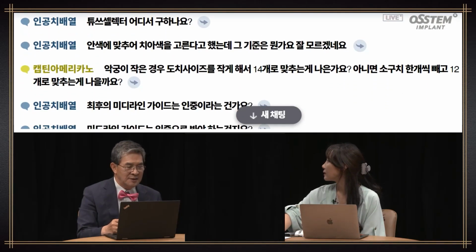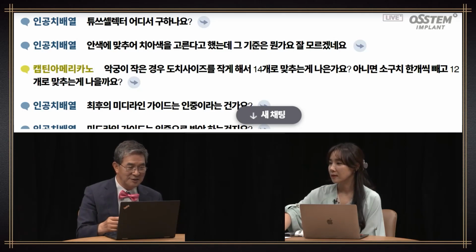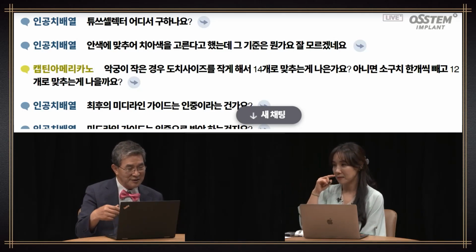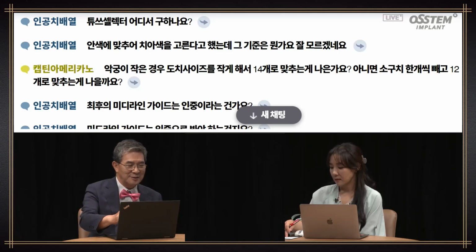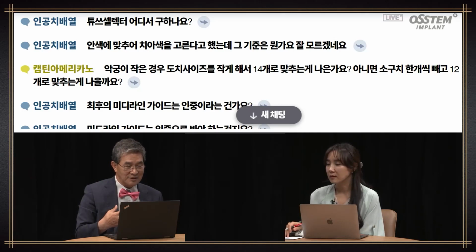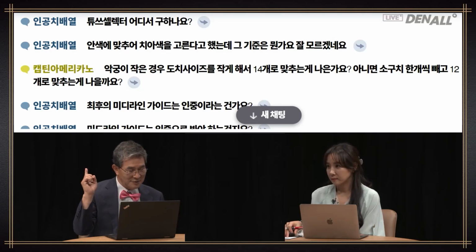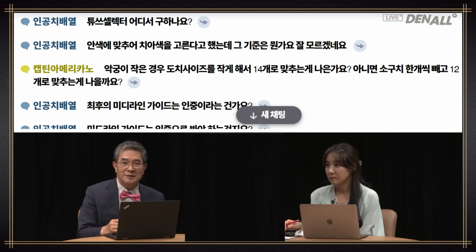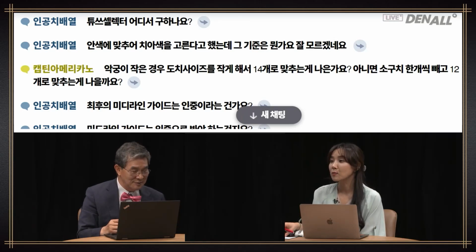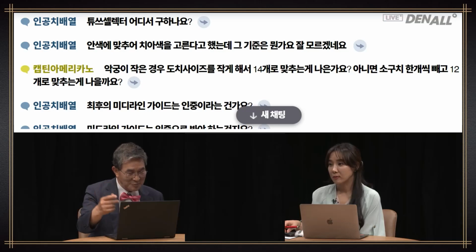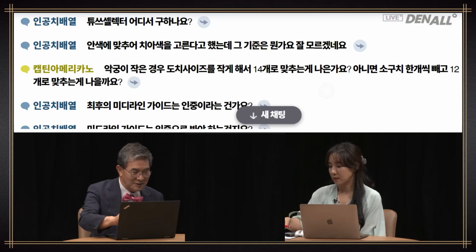Another question from 인공지 배열. Where can I get a tooth selector? You can ask a company, and they provide a tooth selector for free, or sometimes you need to pay for it. For example, if I use Endura teeth, you can ask Shinheung, which is providing Endura teeth. In the case of OSSTEM, OSSTEM provides Evocular selector and Evocular teeth and selector are available.